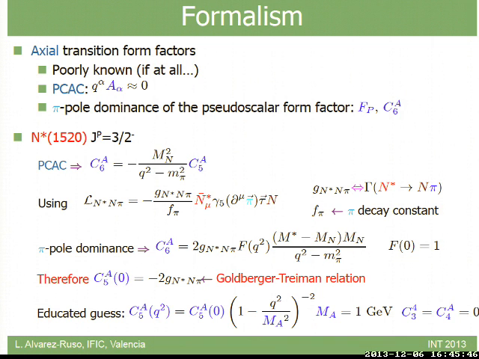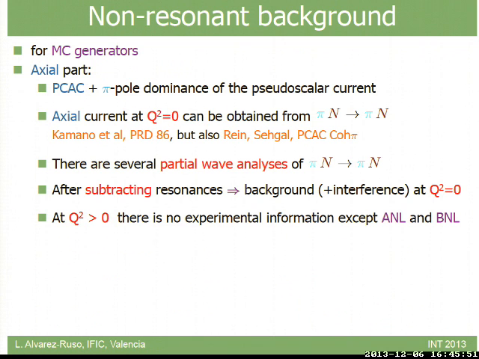And again, with the axial part of the background, one could take a similar strategy, which is using PCAC to relate the axial current to pion nucleon amplitudes, and then again subtract resonances, and whatever is left, use that as a background. This again is all at Q squared equals zero. At finite Q squared, we are in terra incognita.